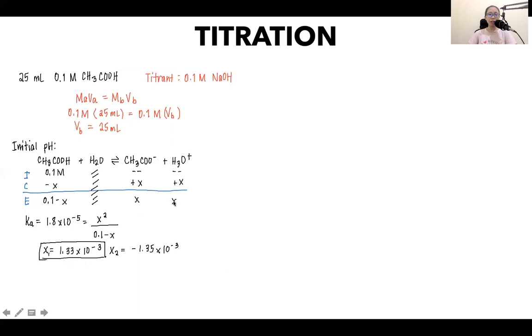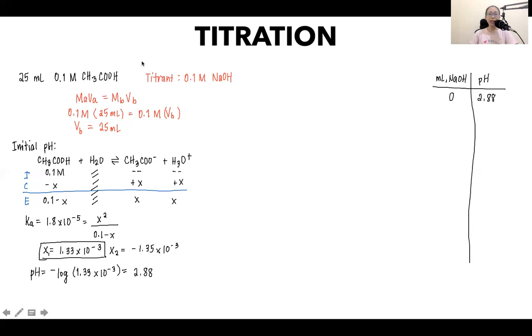Now, X, as we see here, is the equilibrium concentration of the hydronium ion. So we can now compute for the pH. pH is negative logarithm of 1.33 times 10 raised to negative 3, and this is equal to 2.88. So let me create a table on this side: volume of our titrant, sodium hydroxide, and pH. So at volume 0, our pH is 2.88.